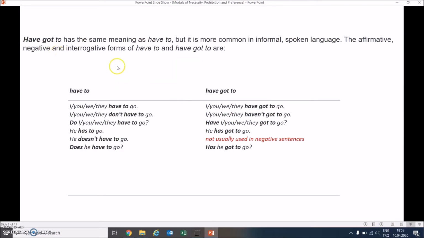Have got to has the same meaning as have to, but it is more common in spoken language. The affirmative, positive, negative, and interrogative. Interrogative means question. Forms of have to and have got to are here, as you see. You can also see this in your books, Grammar and Beyond. You can see that have got to is not usually used in negative sentences.